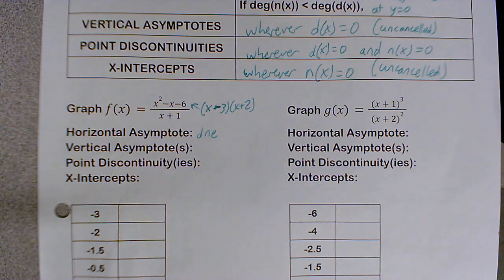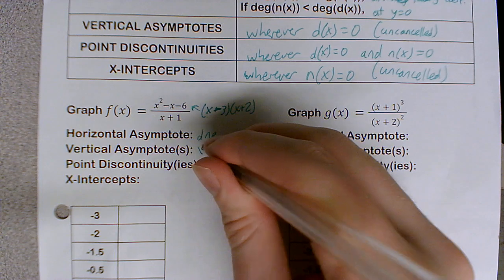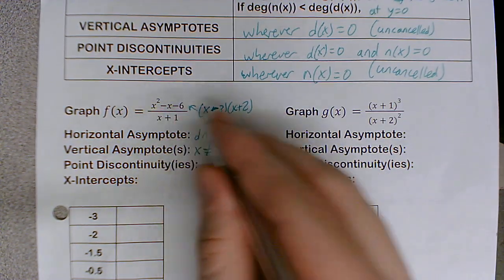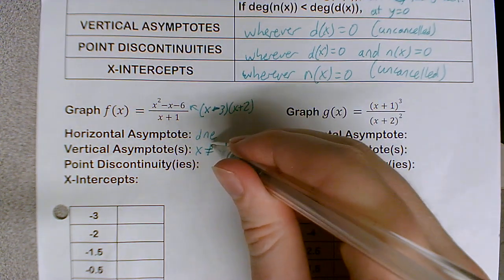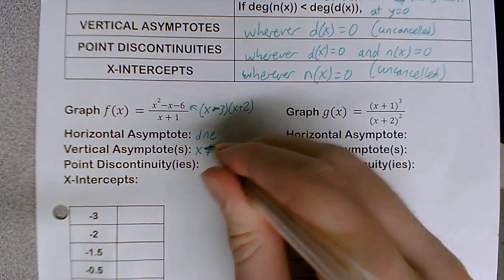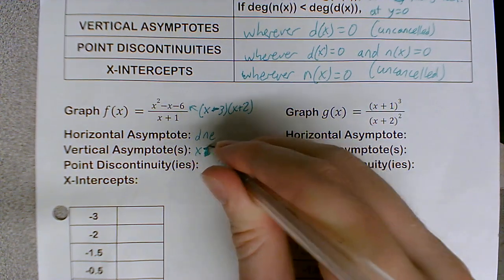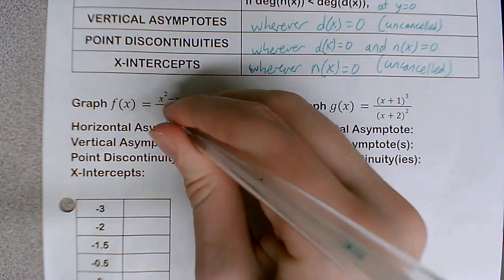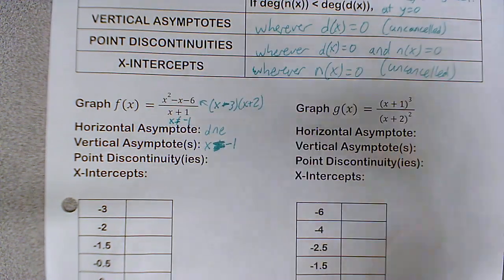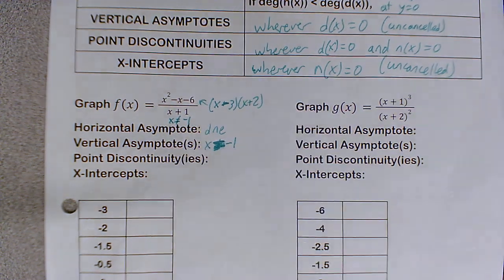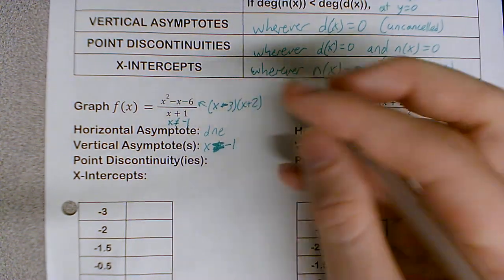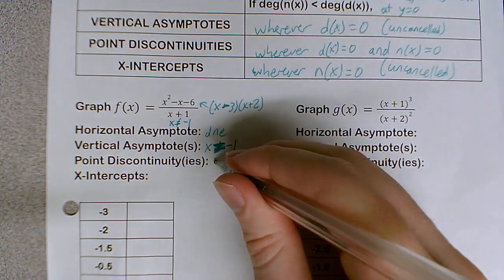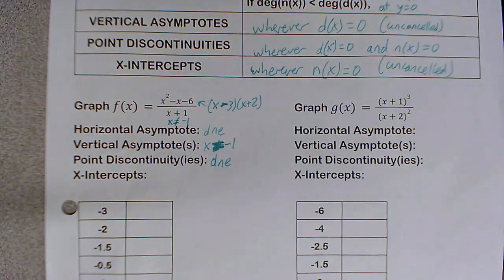Vertical asymptote is wherever the denominator equals 0. That's going to be at x is equal to negative 1. This is where the vertical asymptote is. I'm going to rewrite that with the equal sign, not the not equal sign, because it's the equation of a vertical line. There we go. Point discontinuities. In this case, the only thing in the denominator is that x plus 1. Nothing cancels, which causes no point discontinuities.